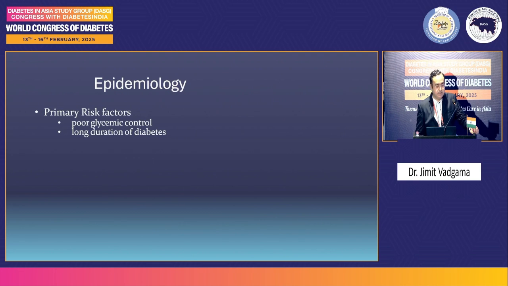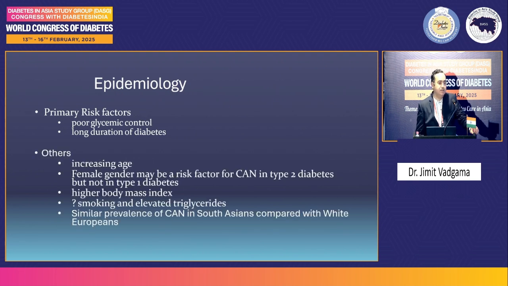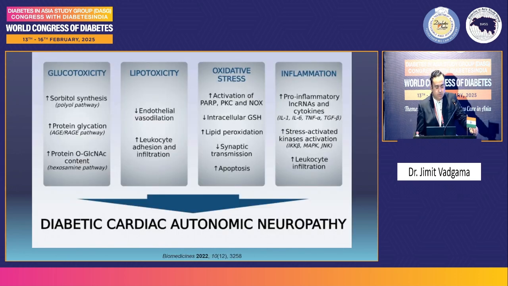So what are the risk factors? As we discussed, poor glycemic control and long duration of diabetes. There are other associated factors like increasing age. Female gender may have increased risk of CAN in type 2 diabetes, but not in type 1. Higher BMI, smoking and elevated triglycerides have also been associated in some papers. If you see the occurrence, cardiac autonomic neuropathy is similar in both South Asians and Caucasians.